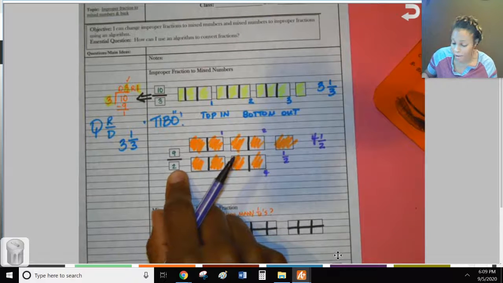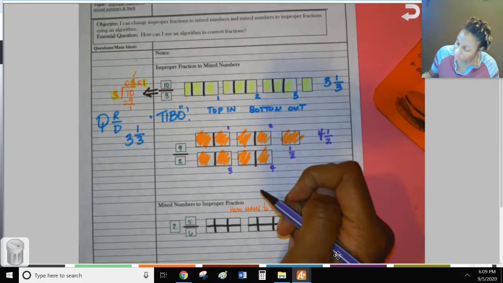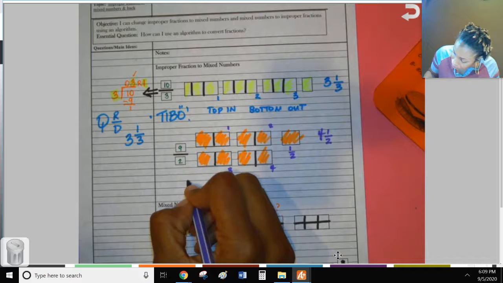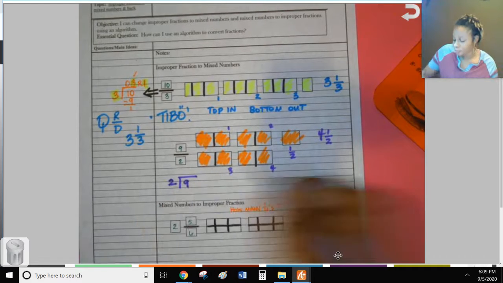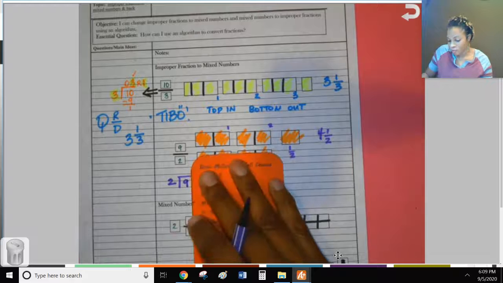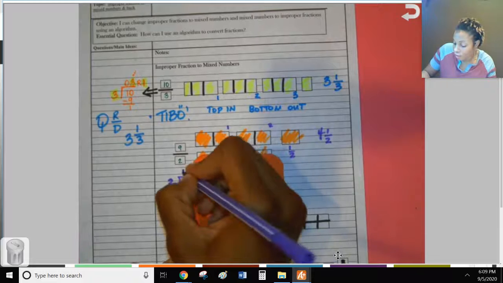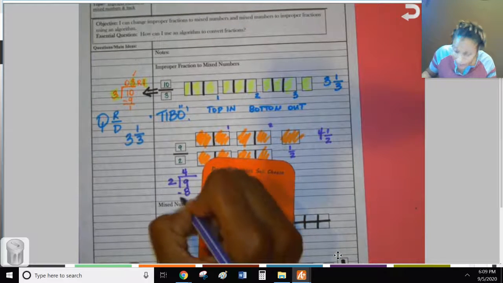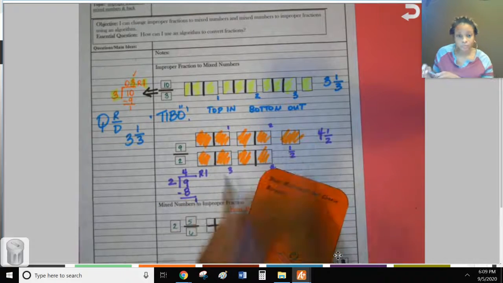I'm going to divide. Again, we're going to use TIBO, top in, bottom out. So my top number, 9, goes inside the division bracket, 2 stays out. We divide as normal, following the division process. How many times can 2 go into 9? Hopefully you said 4. 4 times 2 is 8. I subtract. I have a remainder of 1.